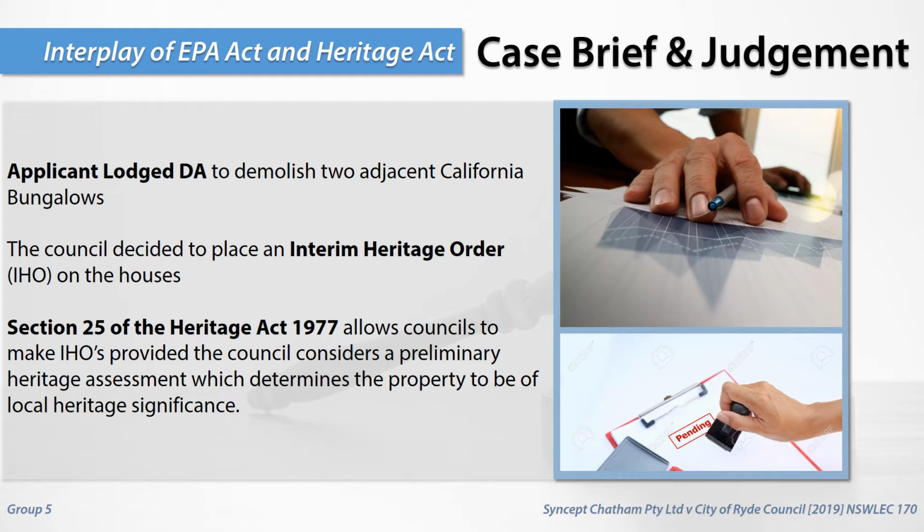Section 25 of the Heritage Act 1977 provides councils with the authority to make IHOs, provided the council considers a preliminary heritage assessment which determines the property to be of local heritage significance. The assessment must be prepared by a person with the appropriate knowledge, skills and experience. In this case, an external consultant was hired by the council to carry out the assessment, a summary of which was provided by a council planner to the mayor with a recommendation from the planner that an IHO be placed on the houses.